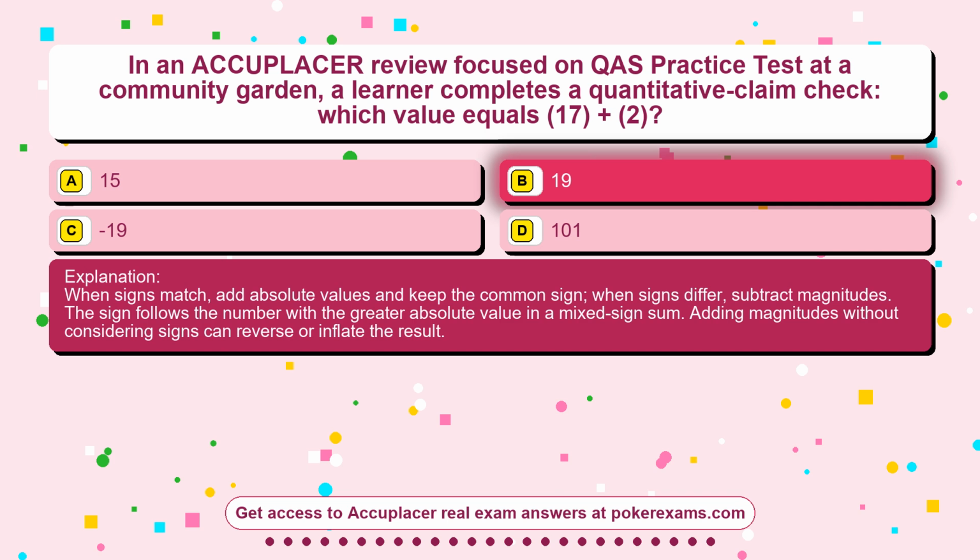When signs match, add absolute values and keep the common sign. When signs differ, subtract magnitudes. The sign follows the number with the greater absolute value in a mixed-sign sum. Adding magnitudes without considering signs can reverse or inflate the result.